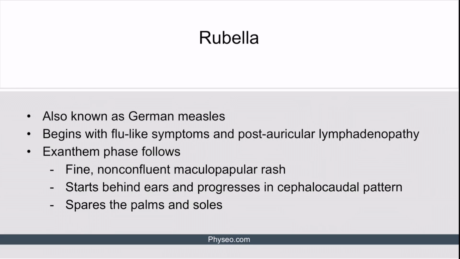Okay, now let's move on to rubella. Infections with rubella, also known as German measles, often begin with flu-like symptoms and post-auricular lymphadenopathy. It's particularly important to remember the location of lymphadenopathy in rubella because it can help you distinguish between other pediatric exanthems with similar rashes. After the flu-like symptoms and lymphadenopathy, patients will develop a fine, non-confluent maculopapular rash. This rash also starts on the head behind the ears and progresses in a cephalocaudal pattern. As it spreads, the exanthem will spare the palms and soles.